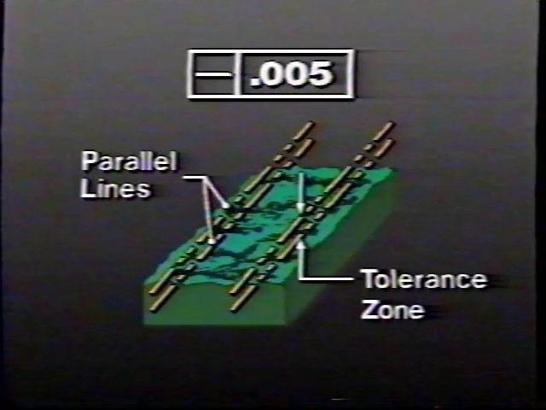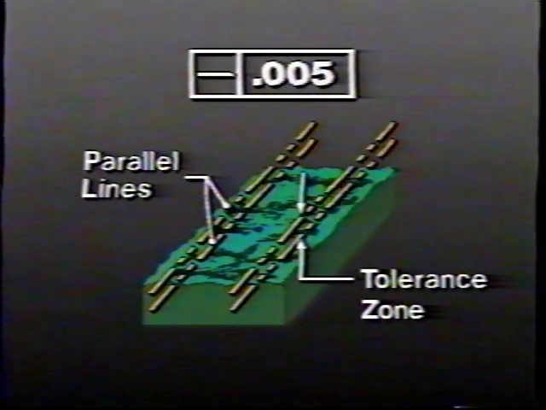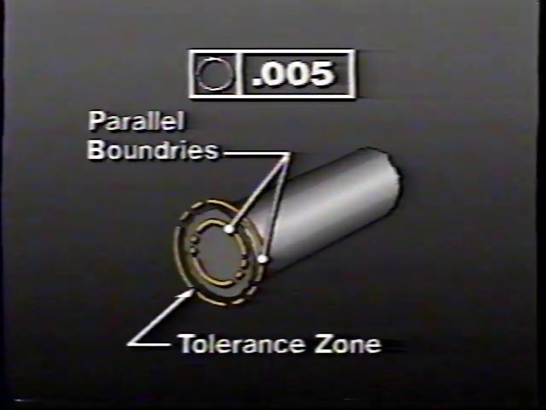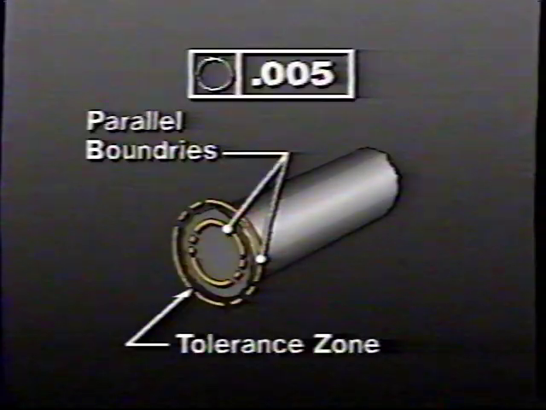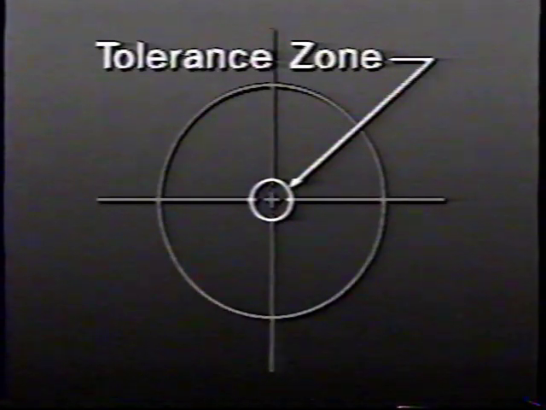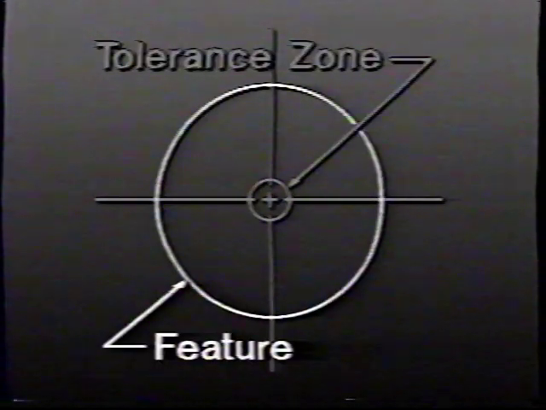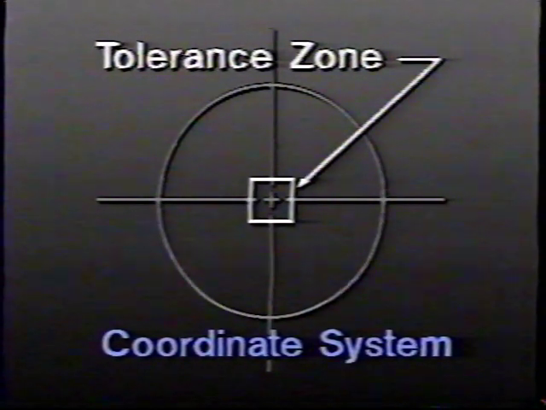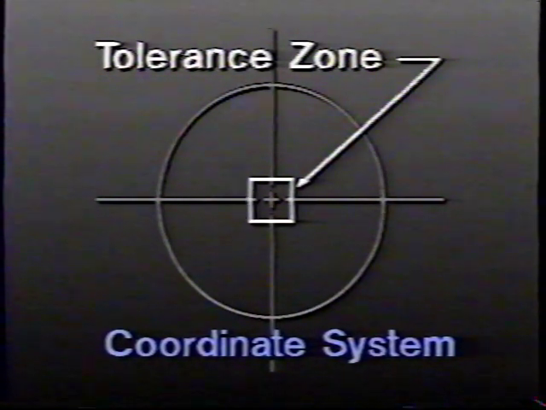For other geometric characteristics, the tolerance zone may be the distance between two straight parallel lines or two equally spaced boundaries. Having a tolerance zone that is the same shape as the feature itself is more realistic than the square or rectangular tolerance zone produced by the coordinate system.